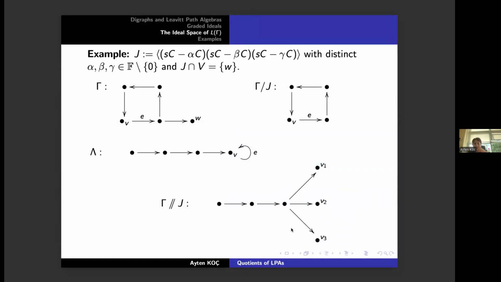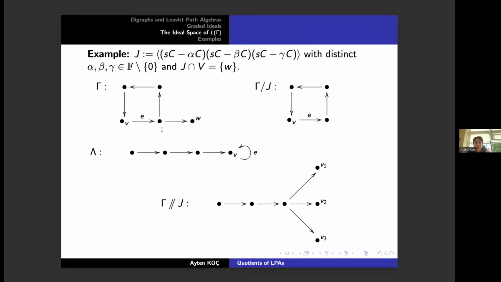Now let's give one example of how to construct gamma double slash J. Our ideal is generated by this polynomial of C. And here alpha, beta, gamma are distinct non-zero elements in F. Here J intersection with W.